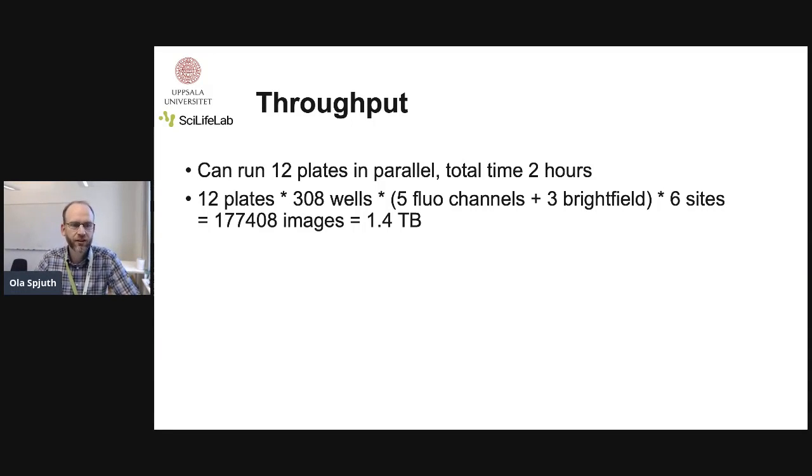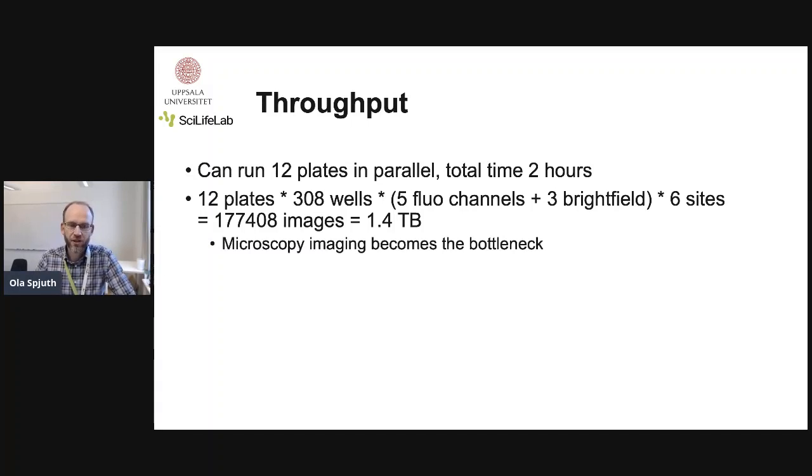let's just say we don't use the outer wells because of edge effects. That leaves us with 308 wells. We have 5 fluorescent channels, and let's say we take 3 bright field Z planes, and then we do 6 sites within each well. That leaves us with over 177 images, or 1.4 terabytes. So we really get a lot of data coming out of these experiments.